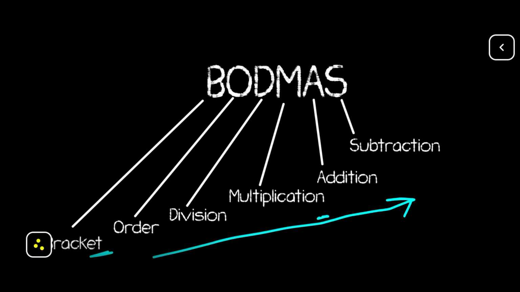Very important. So bracket comes before order. Order is indices or squares or square roots. Then division and multiplication, addition and subtraction. If you need more information on BODMAS, you can check one of my old videos. I think I've covered it at the beginning of my videos. So you can check that.